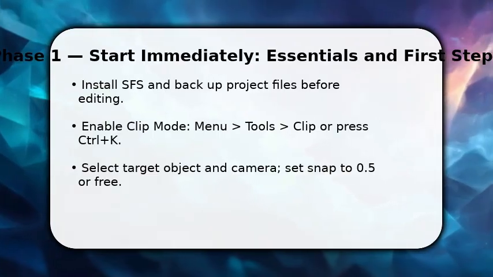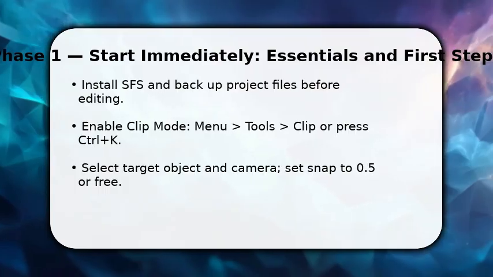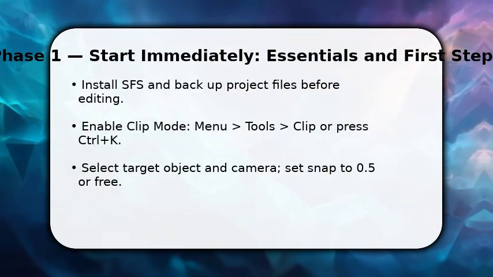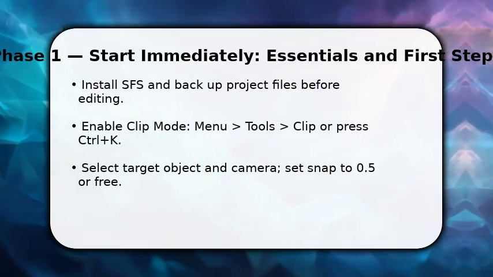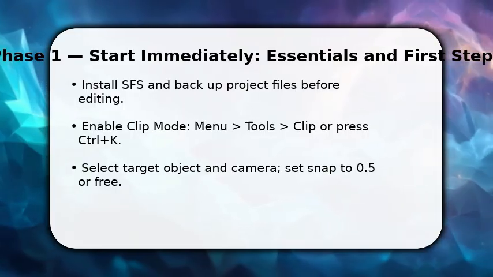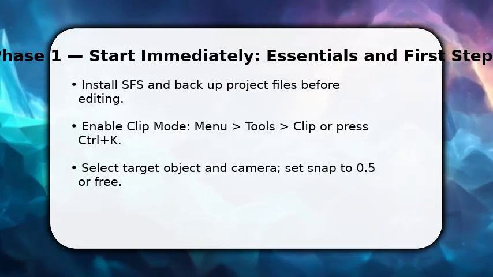You start by confirming the essentials: SFS installed, project saved, and a clear target object. Enter clip mode now. Use menu, Tools, Clip, or press Ctrl+K because clipping requires the special toolset. Select the object you want to clip and the camera that frames it.